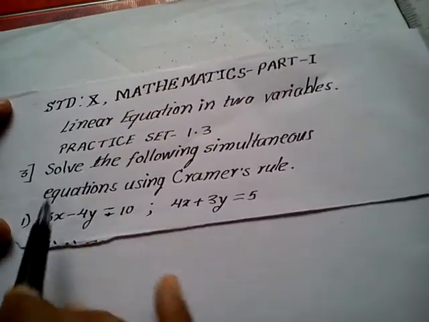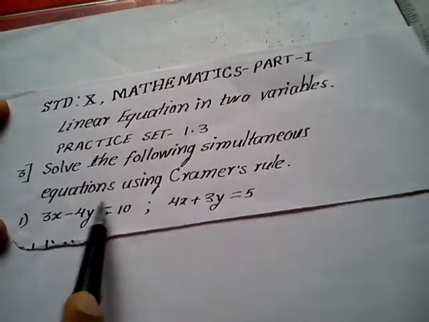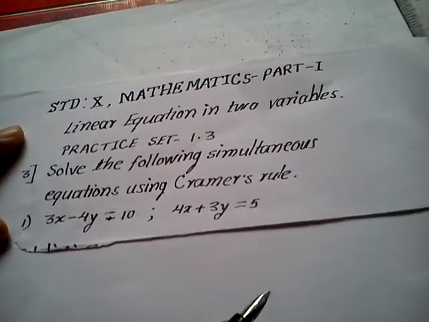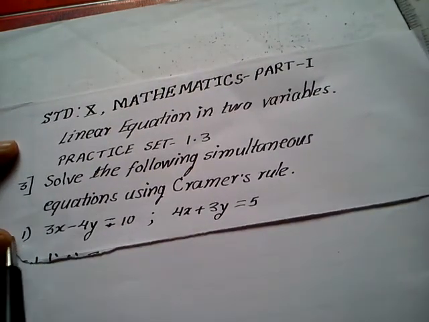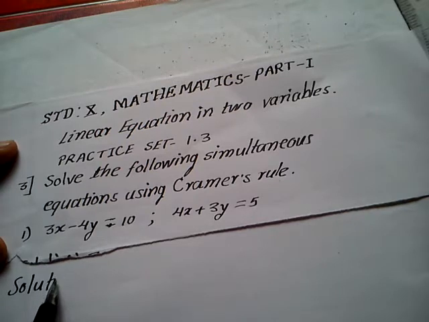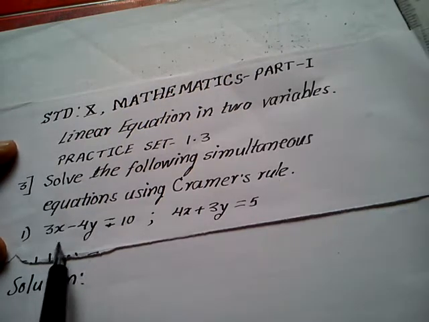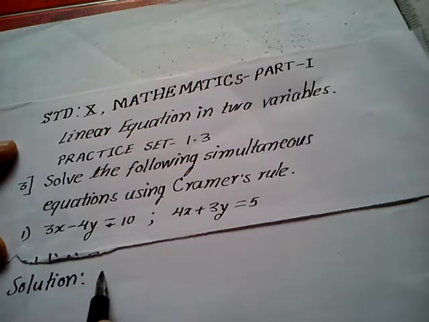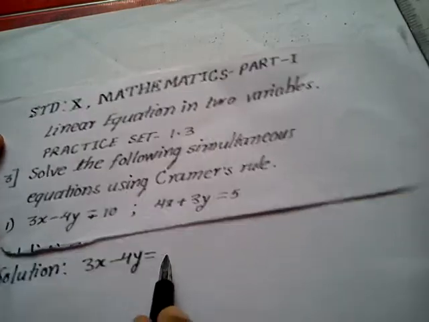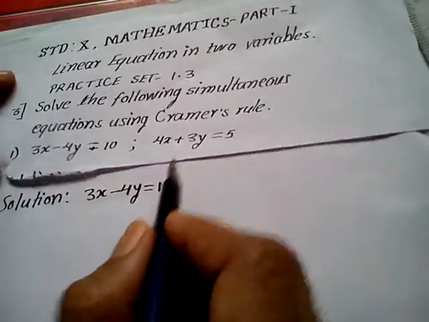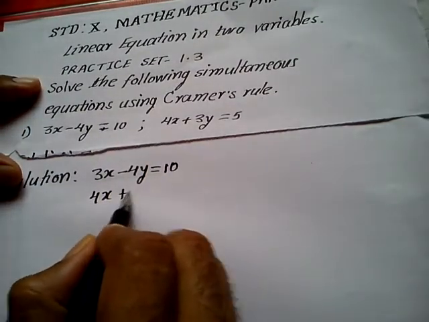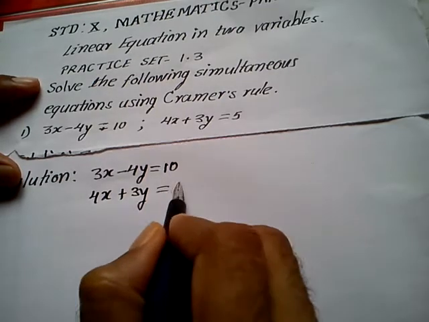So now we are going to solve the following simultaneous equations using Cramer's rule or Cramer's method. It is very important, Cramer's rule method. Now see here, solution. The given example should be in this form: 3x minus 4y is equal to 10, first equation. Second equation, 4x plus 3y is equal to 5.